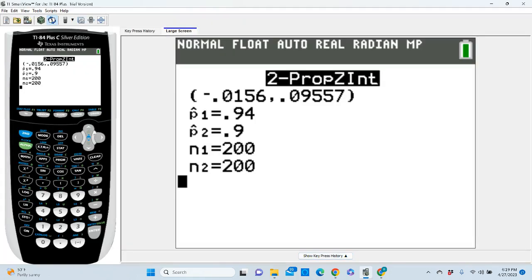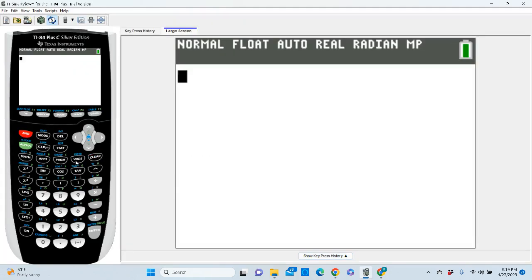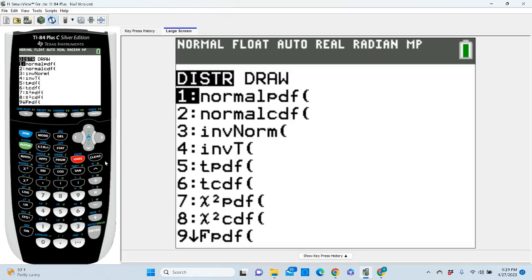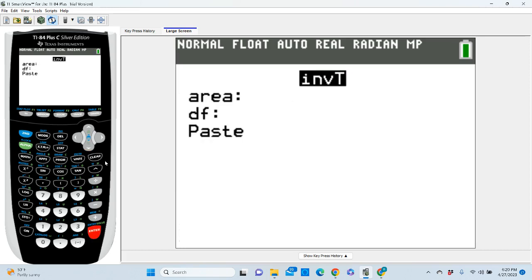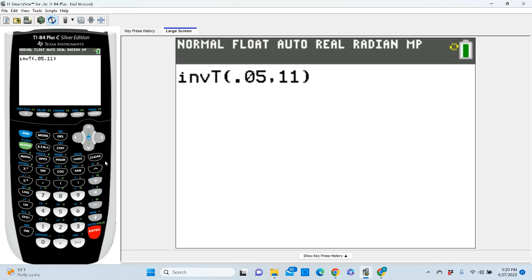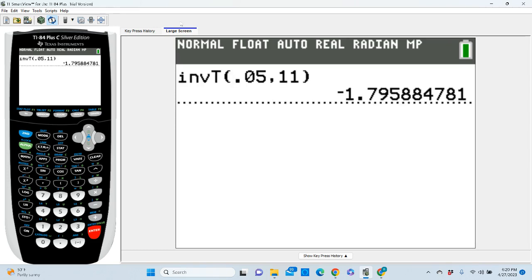I'm going to pull up my calculator, hit second distribution, and come down to inverse t. If you want critical values for a sampling distribution of proportions, you can use inverse norm because we're taking z-scores when doing proportions, but we have to use a t-distribution when dealing with means. All right, the area to the left is 0.05, and the degrees of freedom is 11. How many standard deviations below average is that going to be?